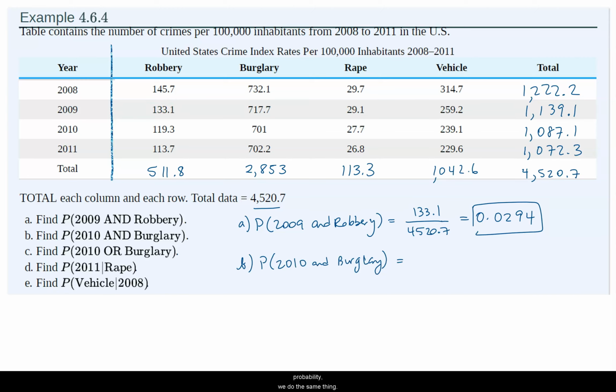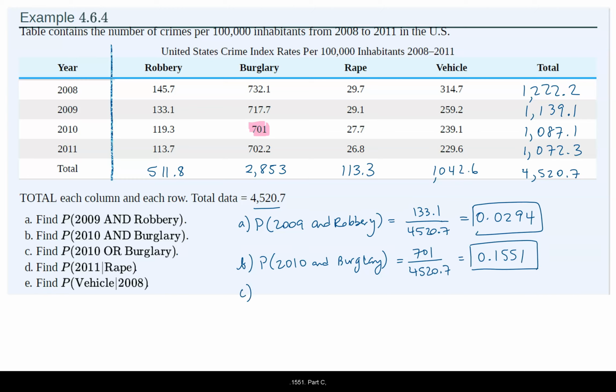Part B, find 2010 and burglary probability. We do the same thing. 2010 and burglary, we have 701 total. So 701 divided by 4,520.7, and we get 0.15506, which we would round that 06 up to 1, 0.1551.